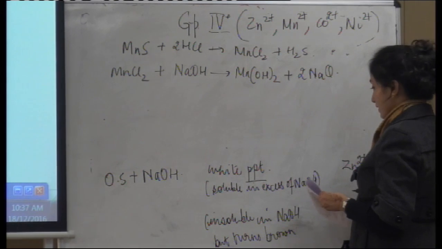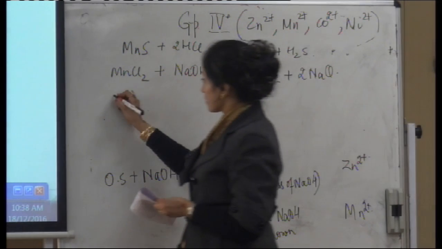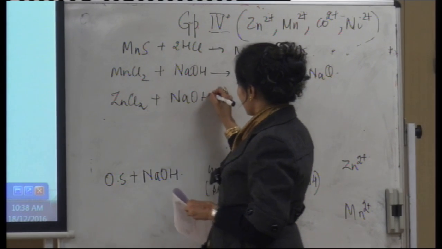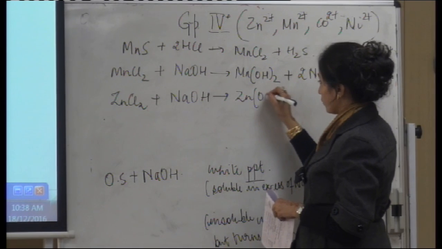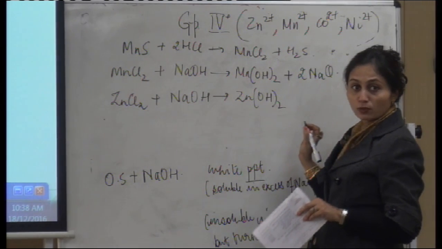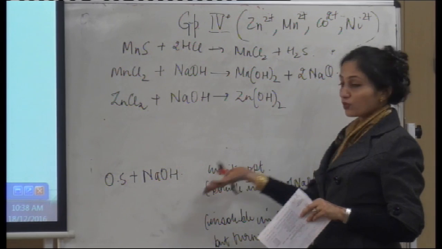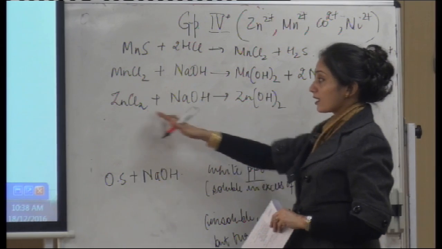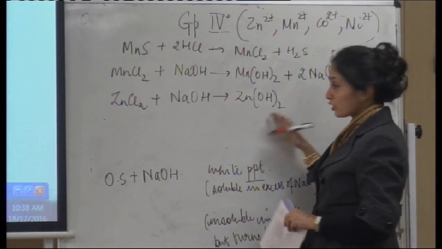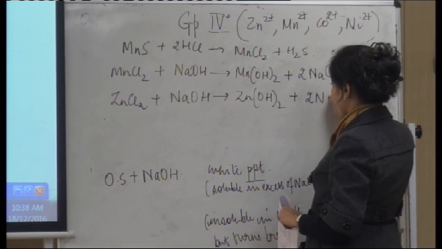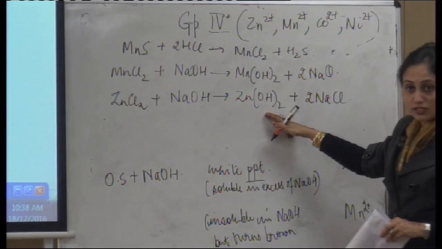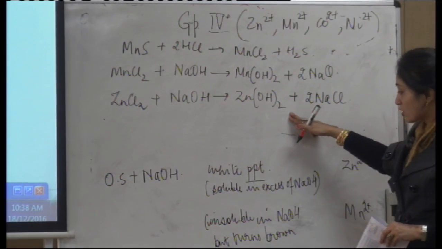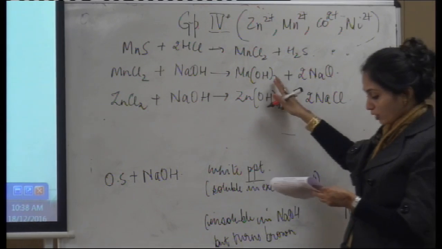Similarly, ZnCl2 will react with NaOH to form Zn(OH)2. These are simple reactions that I think even you will now be in a position to write. You know that the moment you add a hydroxide, the hydroxide will precipitate. So apply your common sense: ZnCl2 plus NaOH will give you Zn(OH)2, plus you will have NaCl. Now which of the two precipitates will be soluble in NaOH? That will be Zn(OH)2. Zn(OH)2 will be soluble in excess of NaOH, and your Mn(OH)2 will not be soluble.